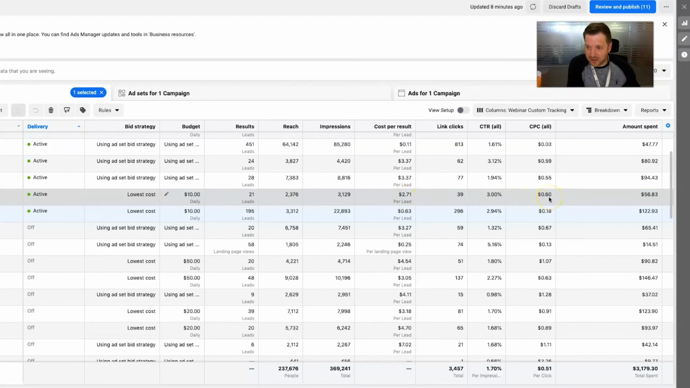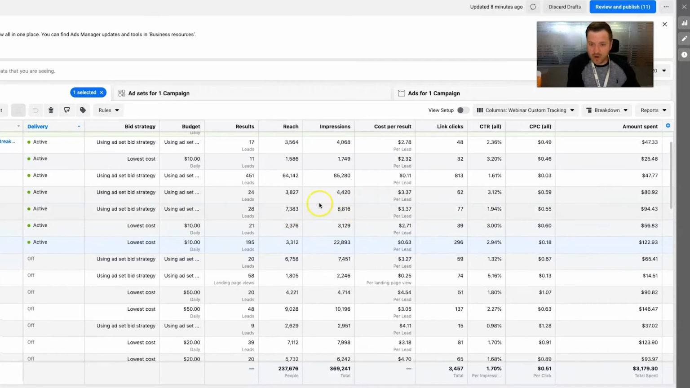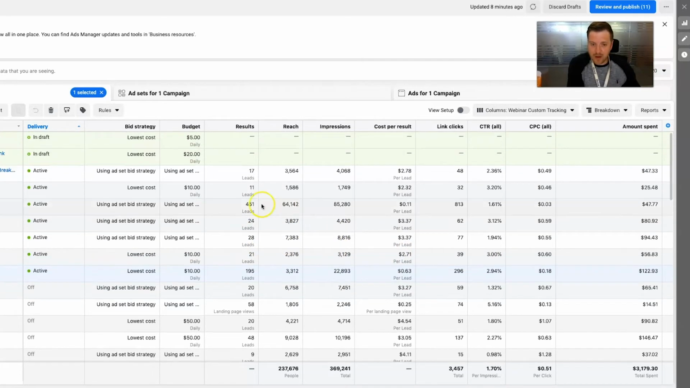So we can see the cost per click is now lower, click-through rate is higher because we've got a good ad copy now, cost per lead is lower. So we're still running some of these. This one is phenomenal, but it's targeting an emerging country, so the cost per lead is going to be a lot lower. As you can see, the click-through rate.